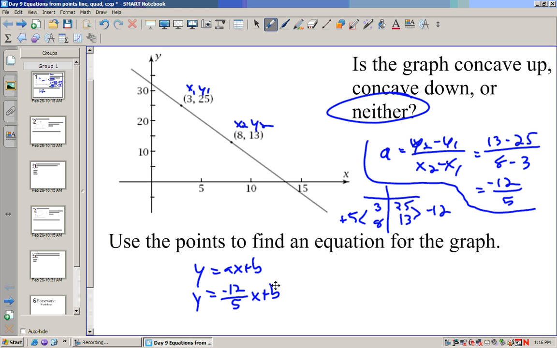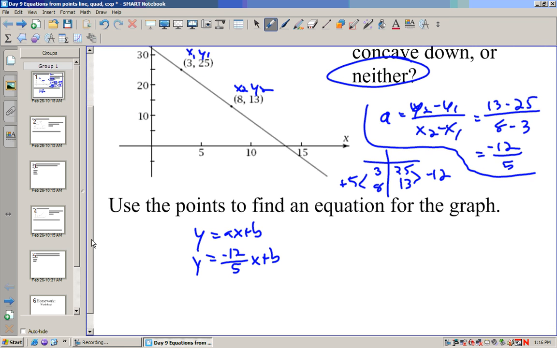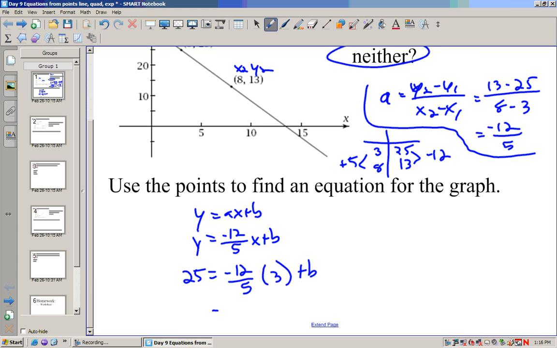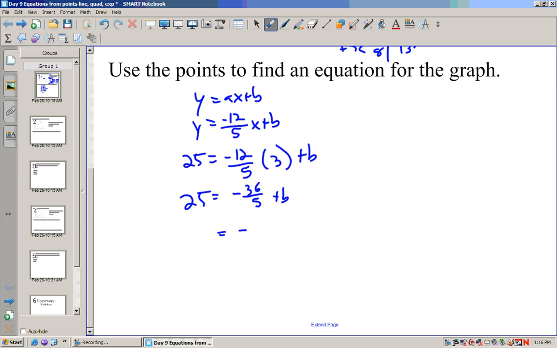Now I want to find my value for b. What I would do is plug in a value for x and a value for y. So I'd have 25 is equal to negative 12 fifths times 3 plus b. This is negative 36 fifths plus b equals 25. Negative 36 fifths is negative 7 and a fifth, or negative 7.2. Now if I add that to both sides, this would be 32 and a fifth is equal to b.